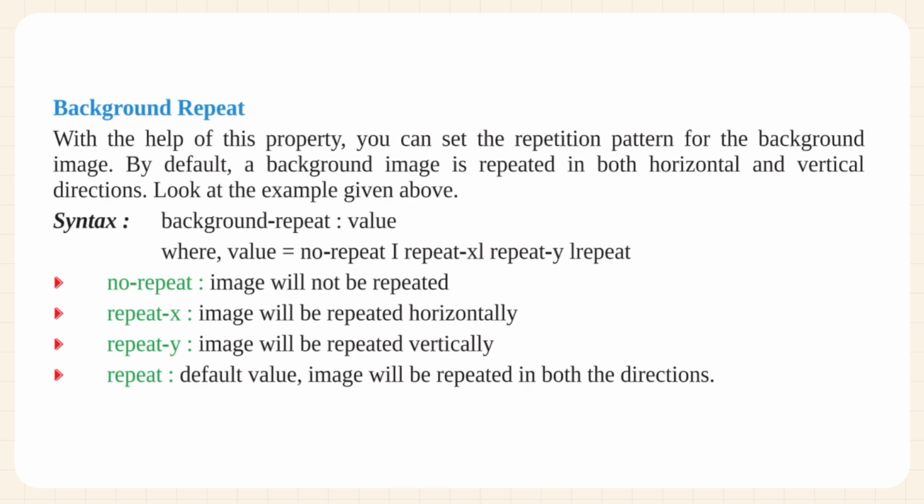Background repeat. With the help of this property, you can set the repetition pattern for the background image. By default, a background image is repeated in both horizontal and vertical directions. Look at the example given above. Syntax. background-repeat: value, where value is equal to no-repeat | repeat-x | repeat-y | repeat. No-repeat, image will not be repeated. Repeat-x, image will be repeated horizontally. Repeat-y, image will be repeated vertically. Repeat, default value, image will be repeated in both the directions.